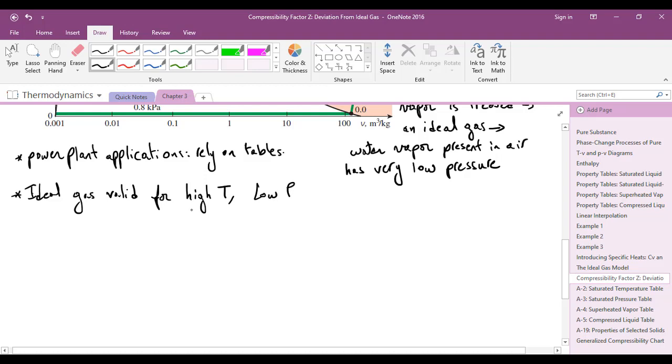But one can ask a question: what is considered high and what is considered low? This is relative for different substances.